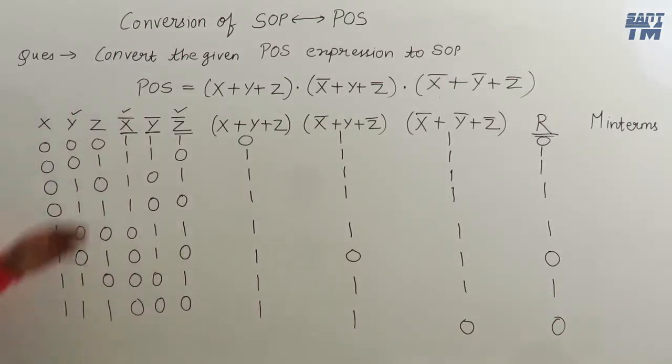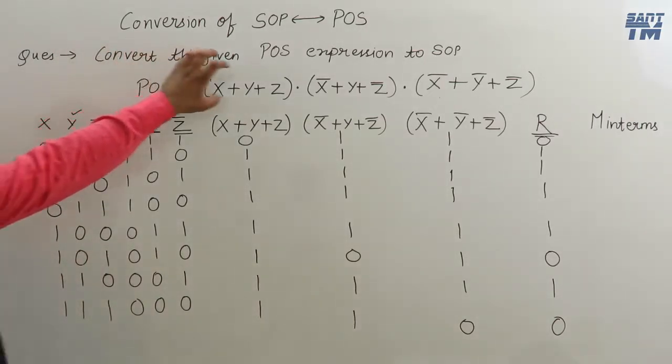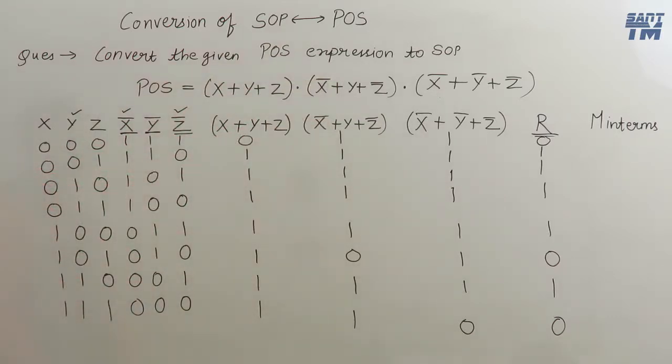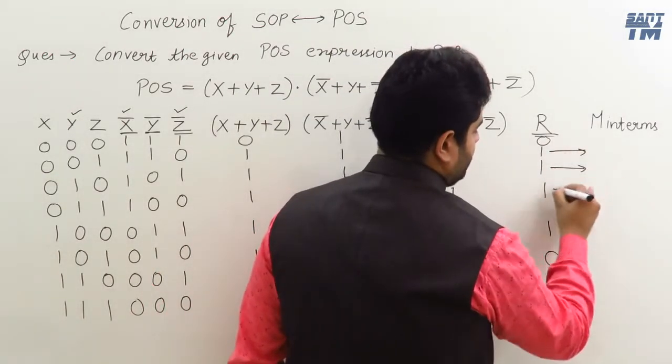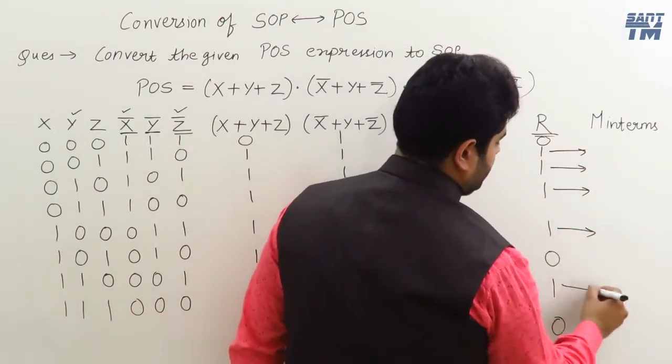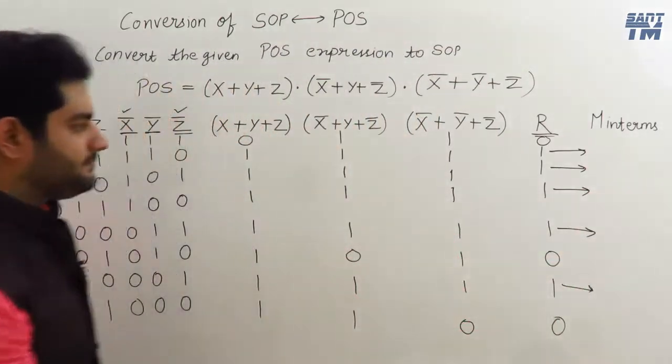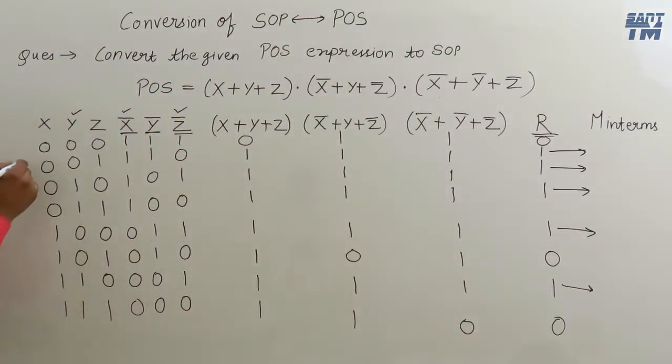Now what do we have to do? We have to convert the given POS to SOP. When we convert any expression to SOP, we always take the output as 1. Mark these rows. There are 1, 2, 3, 4, 5 rows. Mark here also: from the above, second row, third row, fourth row, fifth row, and from below, second row. These are all the rows we have marked so that we don't get confused.